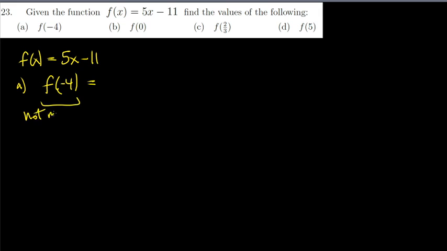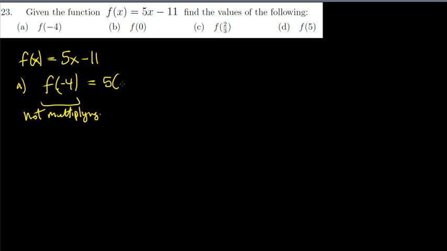Okay, number 23. These are probably going to be the easiest ones you can get on a test. So we're given a function, f of x is 5x minus 11, and we want to evaluate the function at negative 4. The only tricky thing about this is that you want to make sure you understand this notation. This is not f times negative 4. You're not multiplying. F is just the name of the function. All it means is substitution, right?